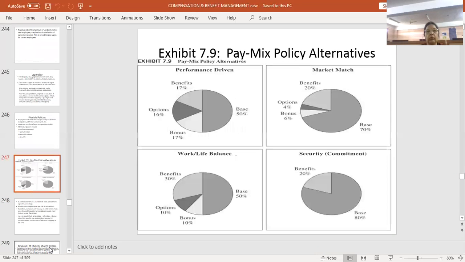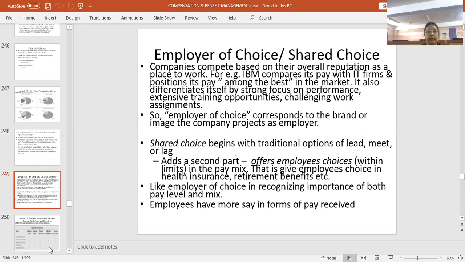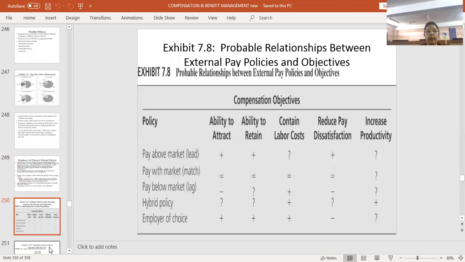So these are all the different types of pay policies that we have seen. So we have also compared the different pay policies to the compensation objectives, and we found out that employer of choice is the best policy amongst all. That is amongst the lead policy, match policy, lag policy, and hybrid or flexible policy.